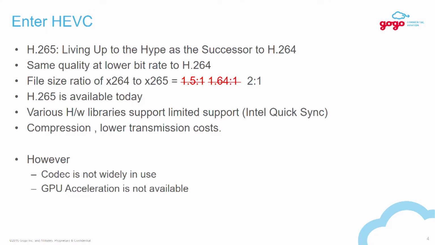Here is where HEVC, we felt that it could solve our purpose. It was living up to its hype over H.264. We could get the same quality as H.264, but with lower bit rate, right? We did a file comparison roughly, and then they kept improving, right? So it was 2 to 1, and H.265 or HEVC was available today, right? And new hardware libraries were being built with Intel QuickSync.